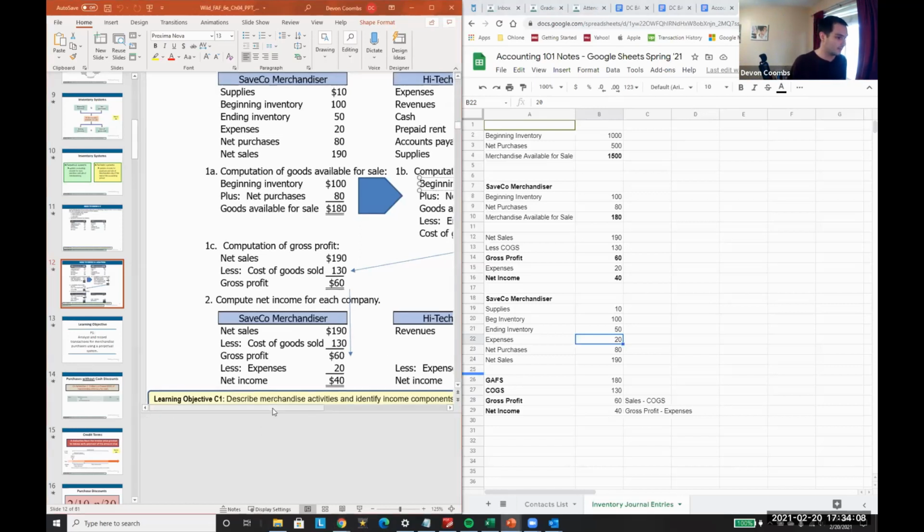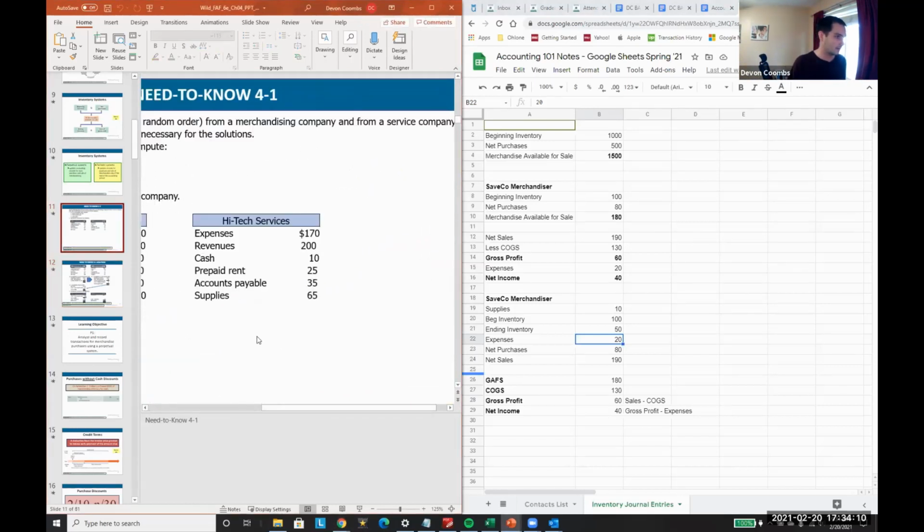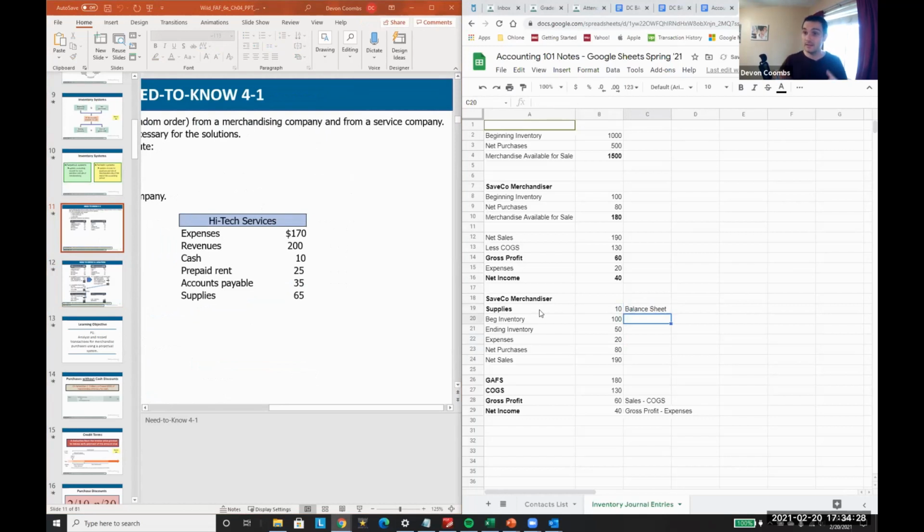How is this different than our high-tech company? Supplies are a balance sheet account. And this is a great question because a lot of people confuse supplies with inventory. They sound similar. They aren't. Supplies aren't something we intend on selling. Supplies would be your toilet paper, your pens, whatever you have for your office that people use and you don't intend on selling. It's still a balance sheet account.